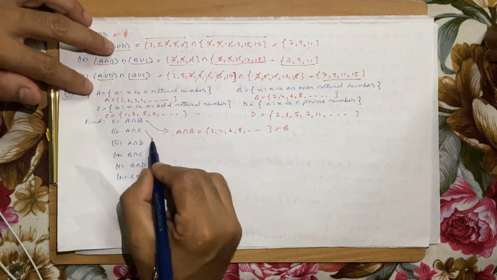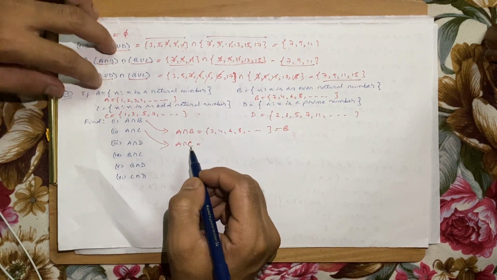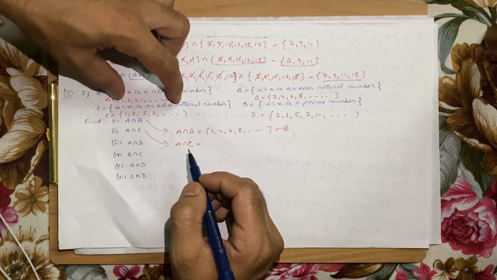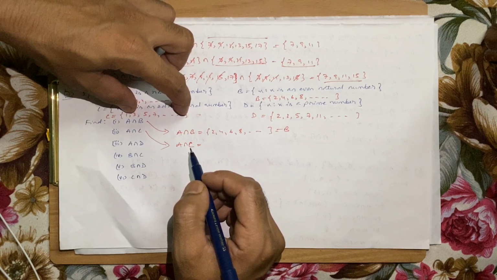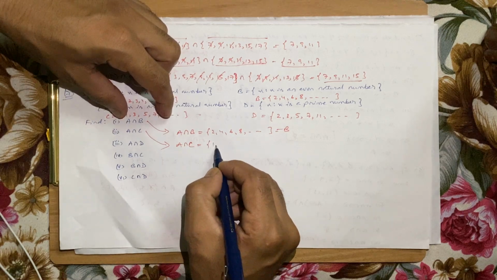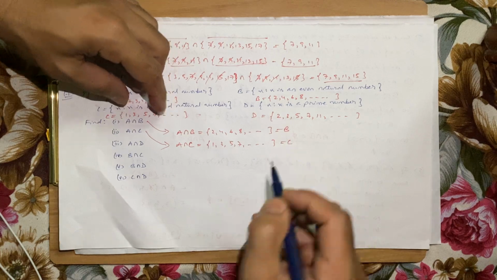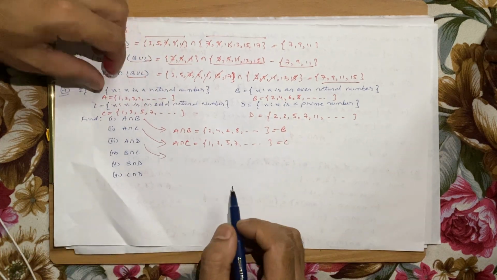What is A intersection C? Think about it, okay? This has all the odd and the even numbers. This has just the odd numbers. So the common between this is just the odd numbers, means the set C, okay? That is 1, 3, 5, 7 and so on. This is set C.